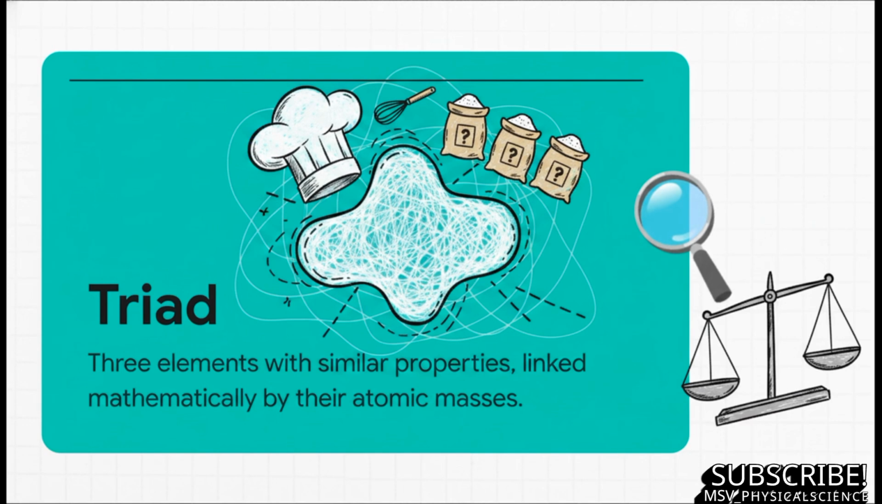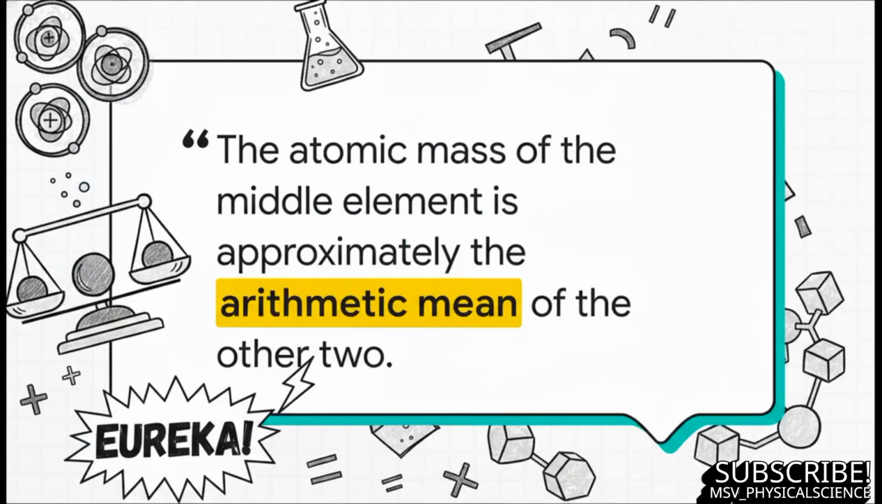But, and here's the kicker, it wasn't just about how they acted, they were actually linked by a very specific underlying weight recipe. And here is the exact recipe he figured out. The rule of triads states that the atomic mass of the middle element is approximately the arithmetic mean of the other 2. This was Dobereiner's massive light bulb eureka moment. He realized that if you took the lightest ingredient in the group and the heaviest ingredient and averaged their weights together, you got the exact weight of the middle ingredient.